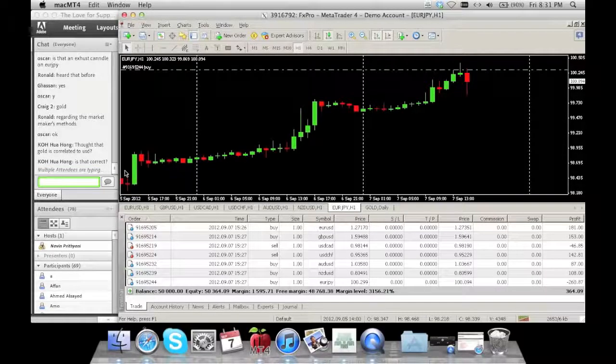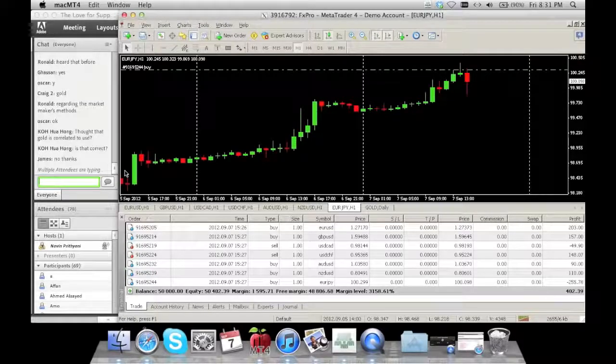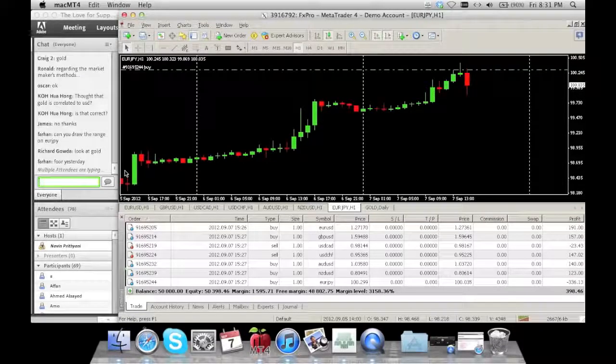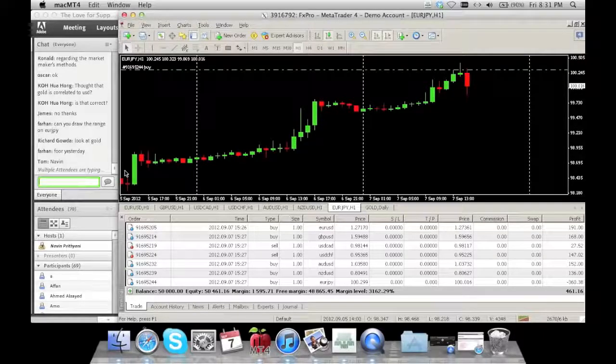Thought that gold is correlated to US dollar. Gold usually goes closely with Euro USD, Pound, Aussie dollar, and New Zealand dollar. See, if gold goes long, it doesn't go with Euro USD. It drags Euro USD. Okay, remember, gold is not a currency. It's a tangible good that's running out. It has more strength and value than currencies.